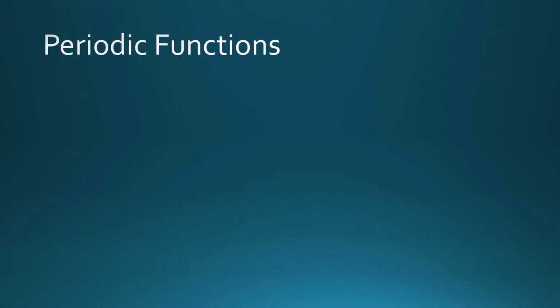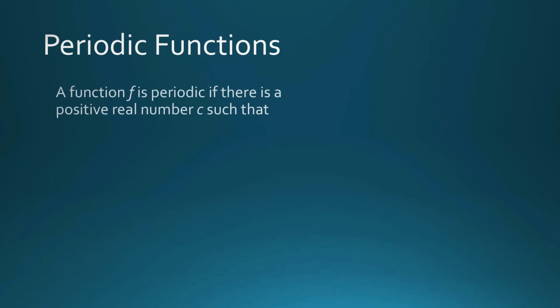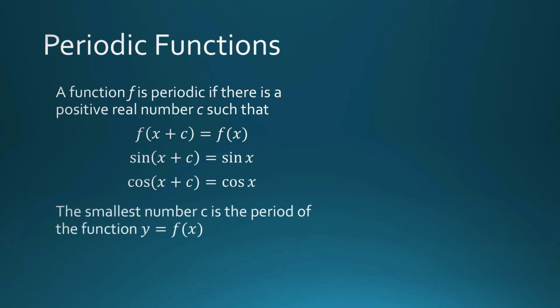Let us define periodic functions. A function f is periodic if there is a positive real number c such that this is true: f of x plus c is equal to f of x. Or for our circular functions, this is true: sine of x plus c is equal to sine of x, and cosine of x plus c is equal to cosine of x. The smallest number c is the period of the function y is equal to f of x.